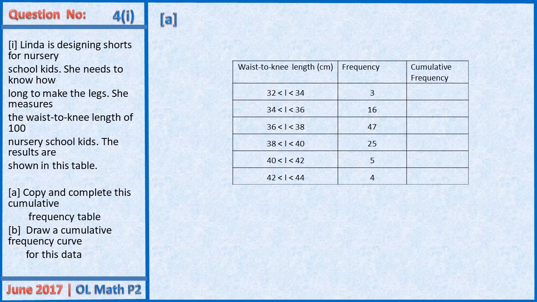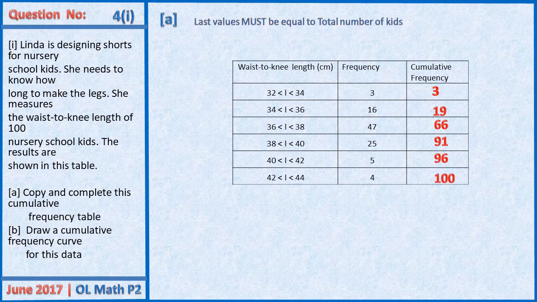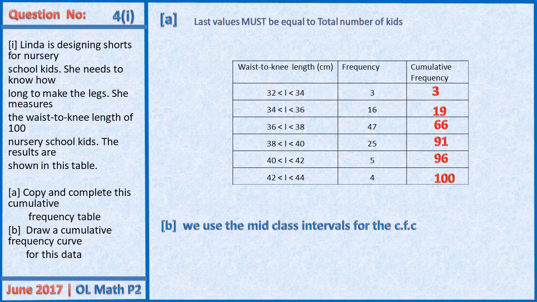So for the cumulative frequency table, cumulative means summing the frequencies. The first one is 3, and there is nothing to add to it. 3 plus 16 gives us 19. 19 plus 47 gives us 66. Plus 25, 91. Plus 5, 96. Plus 4, 100. Note, when you finish summing, the last value must be equal to the total number of kids that were involved.